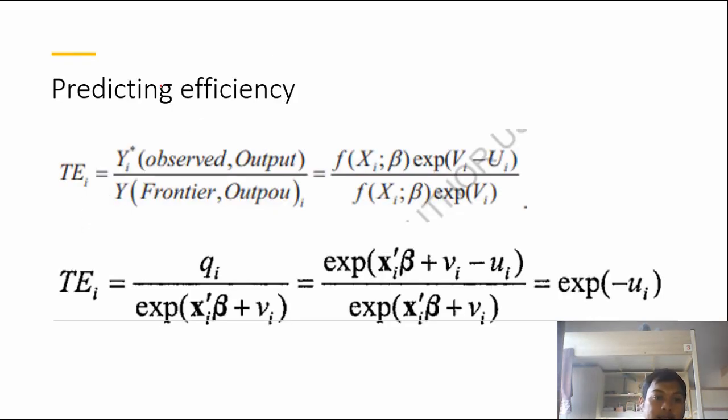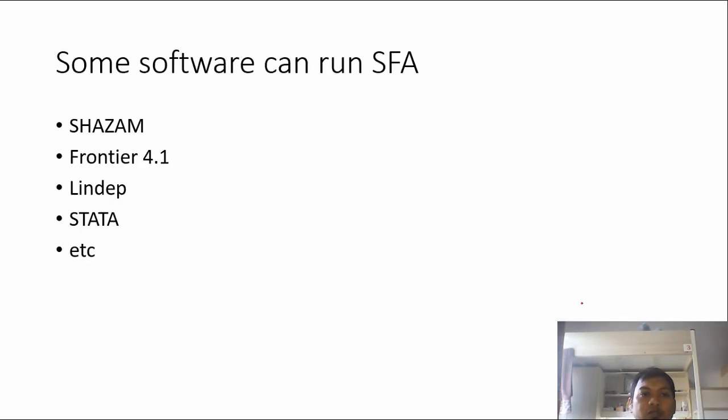To predict the efficiency, technical efficiency is the observed divided by the frontier. This one is the observed, this is the inefficiency, mean U_i, and this is the frontier. So the last is the expression of the U_i. And some software that can run SFA includes several packages, for example, Zazam, Frontier 4.1, Limdep, and Stata.